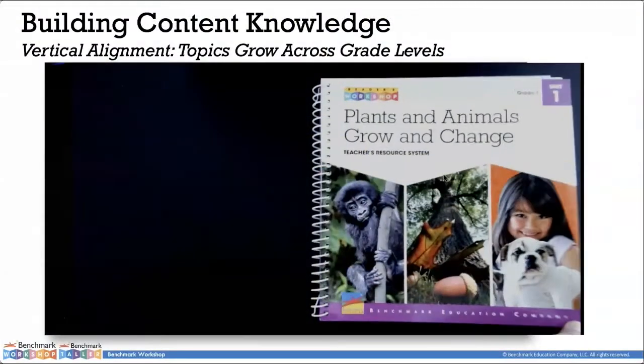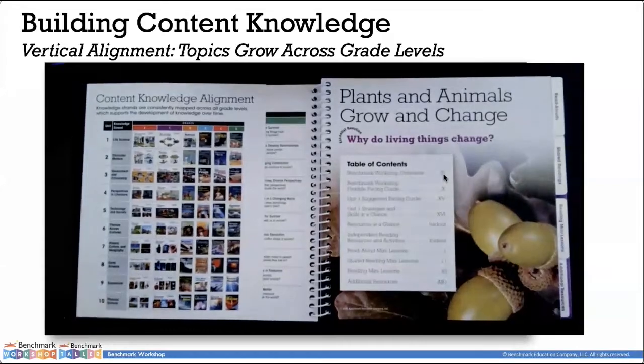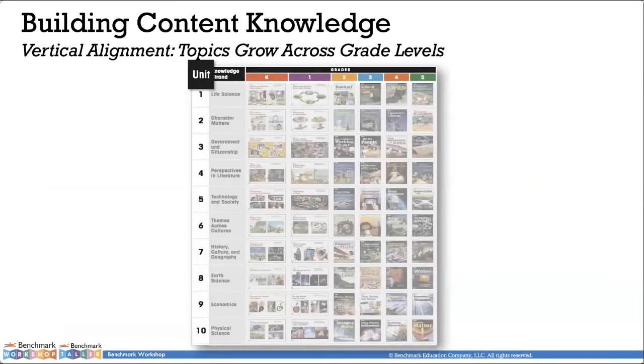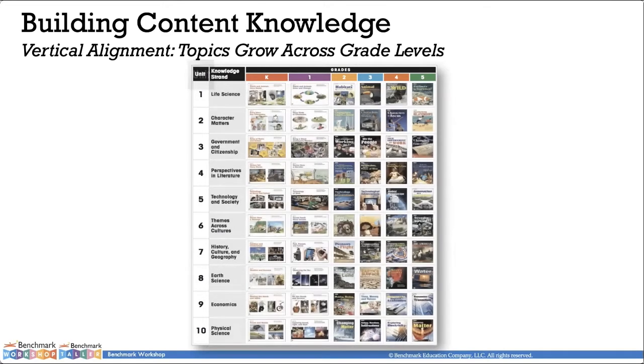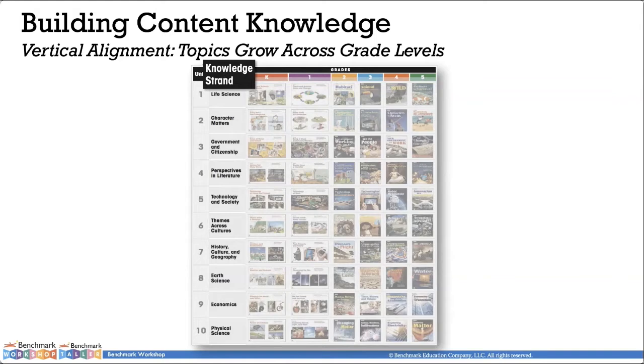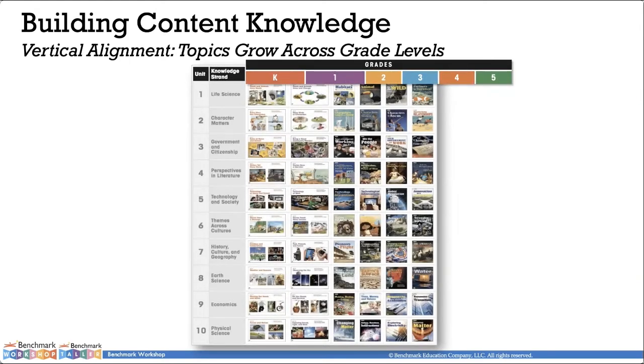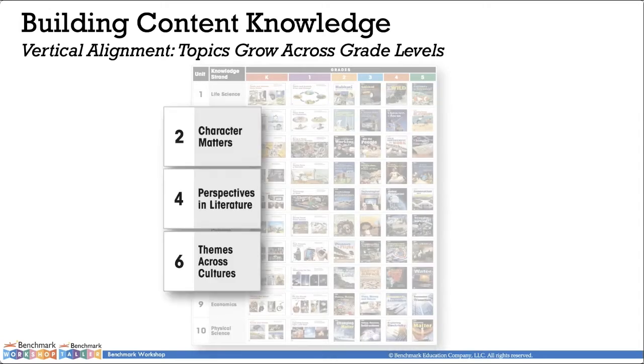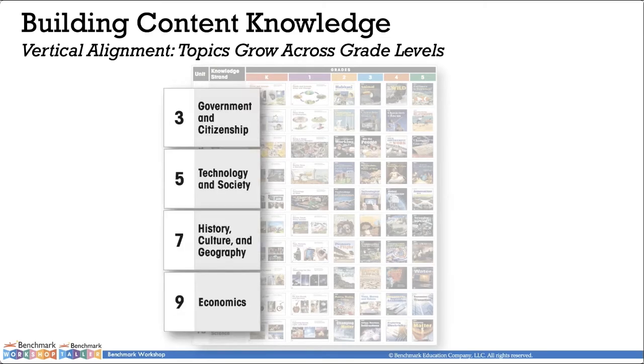Benchmark Workshop is designed with a K-5 vertical alignment of knowledge building topics. In this chart, you see numbers representing the units, and there are 10 units per grade level. Each unit is 3 weeks long. The second column shows the topics, which are the focus of each unit, which go across all grades. The knowledge strands are sequenced to build knowledge within each grade on all 10 unit topics and focus on literary topics, science, as well as social studies topics that are aligned to your grade level content with a 50-50 split of fiction and nonfiction texts.